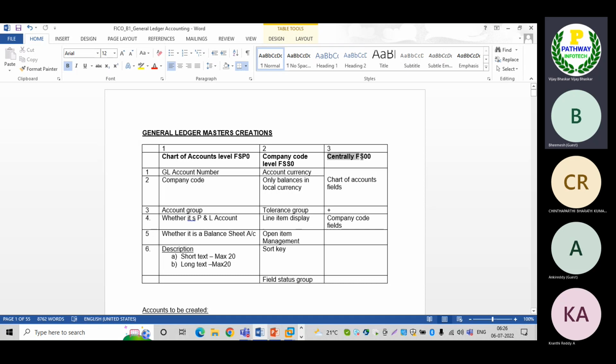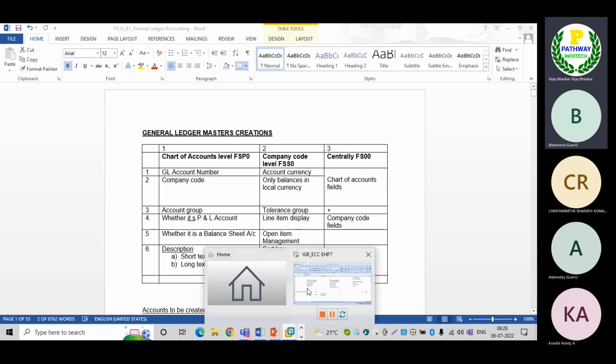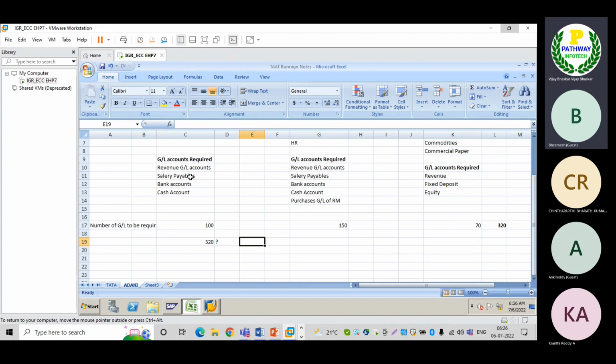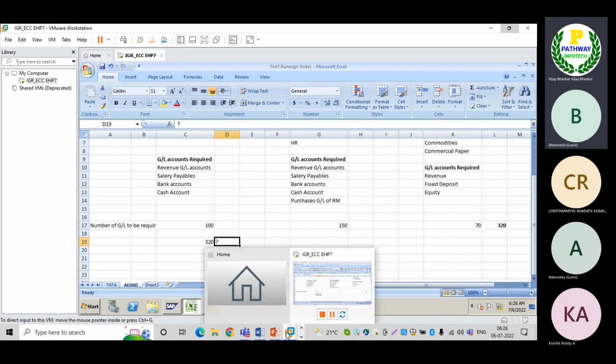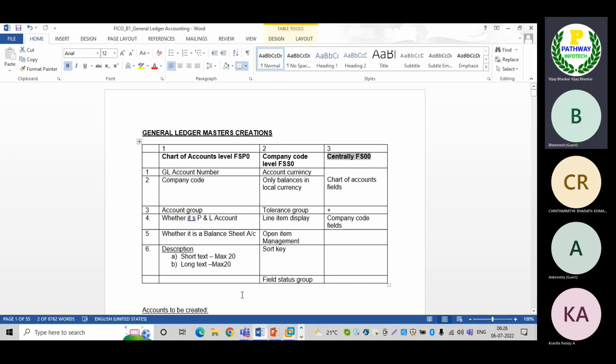If we want to, we can jump and create the GL account at central level directly. But we need to understand the logic why SAP has provided three options to set up the GL account. This is the logic behind it. Now I will show you how to create the GL account. Here you can see chart of accounts level, company code level, central level.